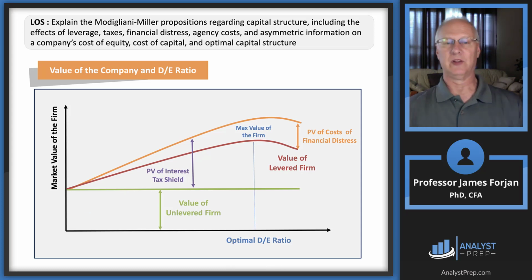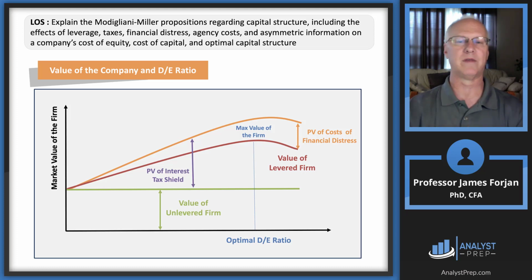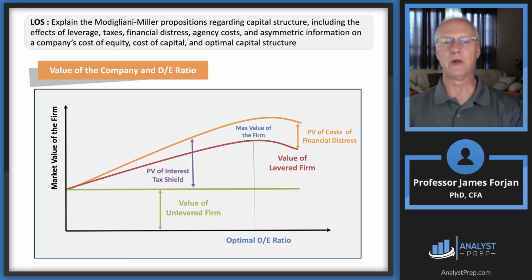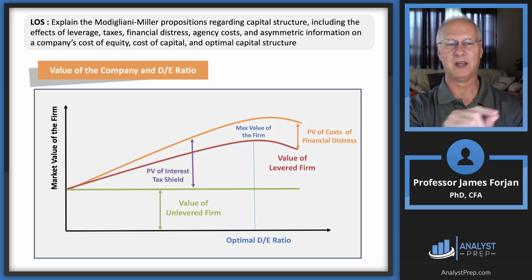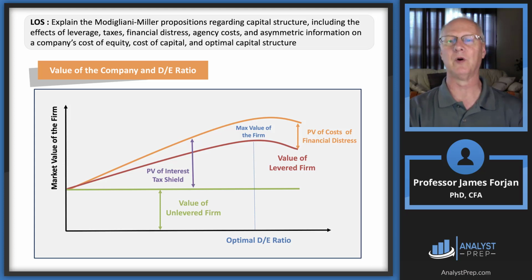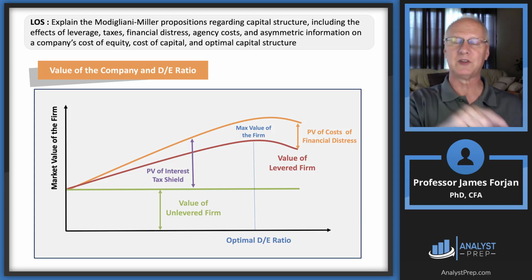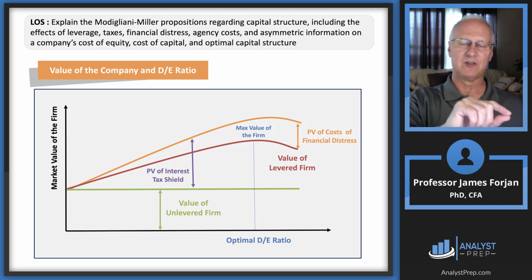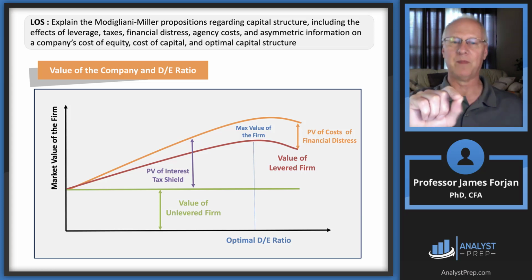Now that can be illustrated in this beautiful graph that's taken right out of the reading. So there's debt equity ratio again on the horizontal axis, and then there's market value of the firm. So look at the green. There's the value of the unlevered firm. The value of the unlevered firm equals the value of the levered firm in the M&M fantasy world. But then what happens? We start issuing a bond. And so the red goes up and up and up and up.